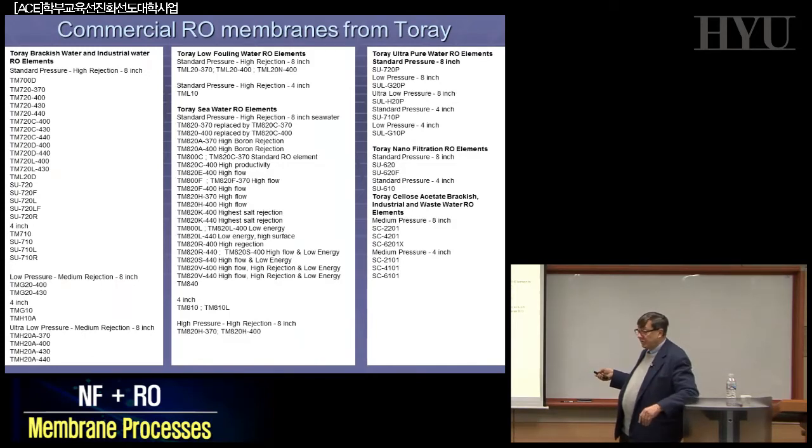This is the first membrane, with just cellulose acetate. And Japanese companies, particularly Toyobo, are also making fibers with this kind of material. And you can see how different it can be for different applications. High rejection, and in some cases specifically designed for boron.